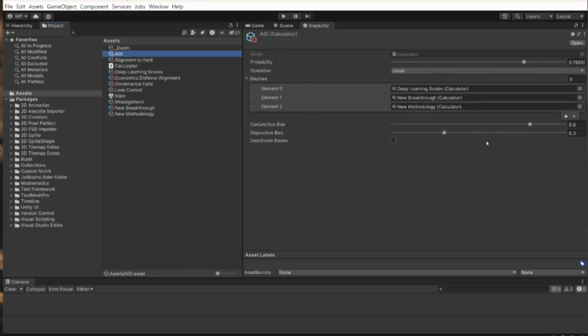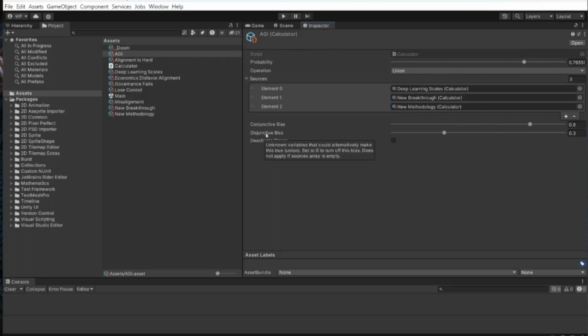I can also apply some biases to each of these nodes. So there's a conjunctive bias. This is an unknown variable that must also be true for this end result to be true. As I lower this, then I can decrease the probability of this node. If I set it to 1, then the conjunctive bias has essentially no impact. So basically, this is saying there's some other variable that must also be true for AGI to be in sight.